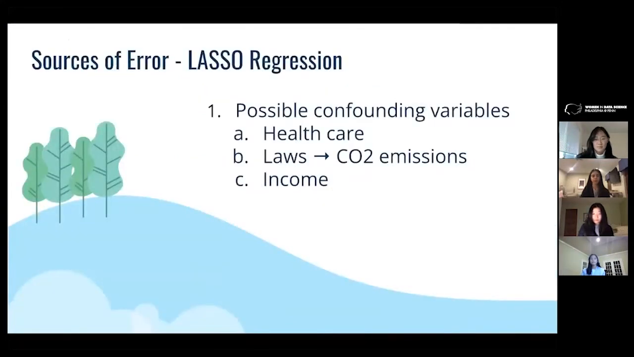So some of the possible sources of error when we performed our final lasso model and produced the equation include healthcare systems, laws for carbon dioxide emissions, which could decrease emissions in certain areas, and income, which could lead to increased lung cancer death rates if an individual doesn't have the necessary resources surrounding them.